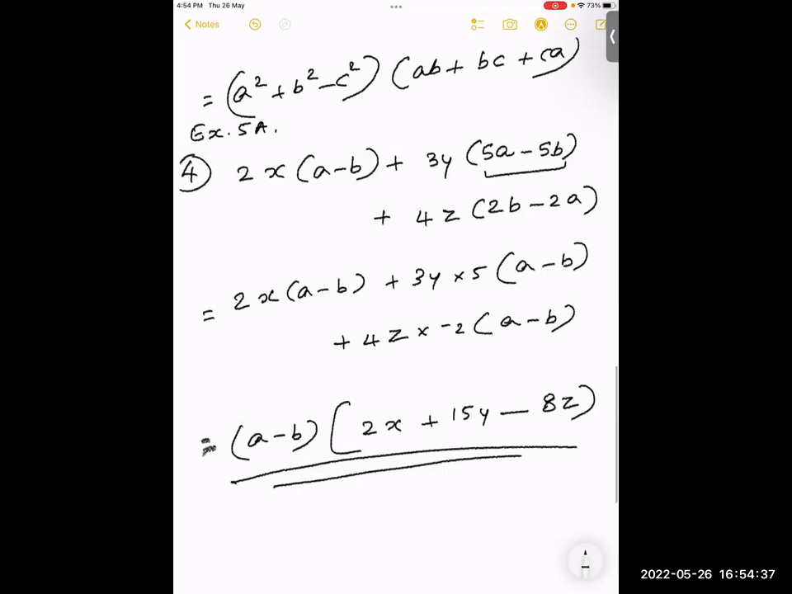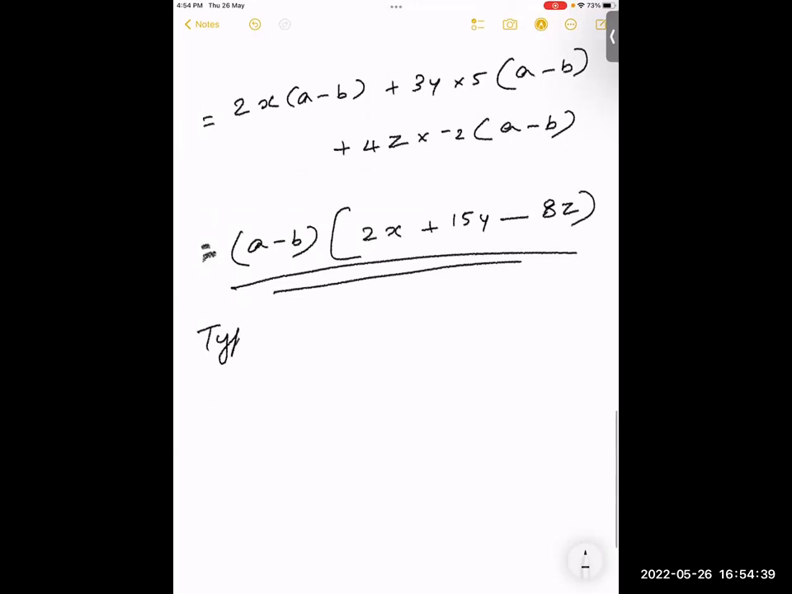Now the second type. We are going to learn the second type, which is called grouping. So your task is, when a question is given to you, look for is there any common factor or not. That is the first step. If there is any common factor, do that. Second step is called grouping.